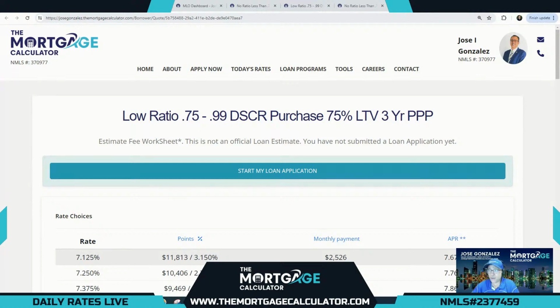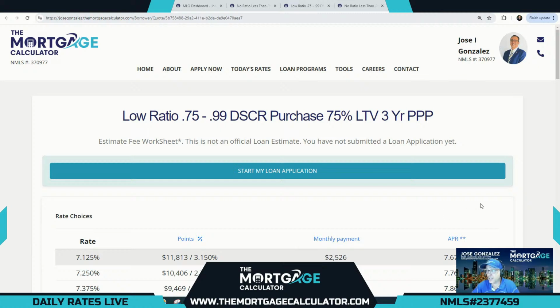Our first one is at the low ratio, right? That's the one that has the debt service coverage ratio in the range of 0.75 to 0.99. Now, what does that actually mean? That means that when you divide the gross monthly rent by the total housing principal, interest, taxes, and insurance expense, the calculation will give you somewhere in the range of 0.75 to 0.99. It's going to be under 1.0. You are not going to fully be covering the housing expense with the rental income generated.